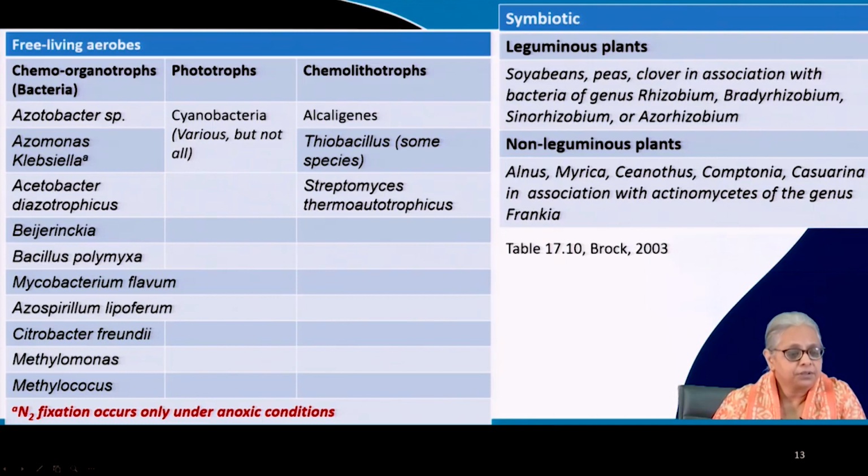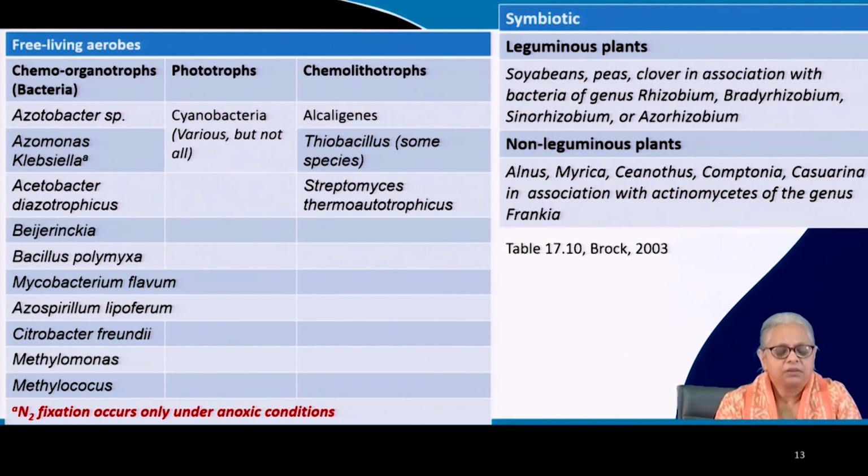Other examples are Acetobacter diazotrophicus, Beijerinckia, Bacillus, Paenibacillus, Mycobacterium, Azospirillum, Citrobacter, Methylomonas and Methylococcus. So these are some of the chemoorganotrophs. Then you have phototrophs, cyanobacteria. Many of the cyanobacteria are capable of nitrogen fixation. We have chemolithotrophs like Alcaligenes. We have Thiobacillus and Streptomyces. All of them are chemolithotrophs.